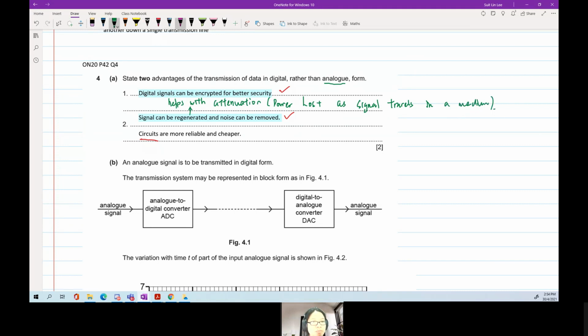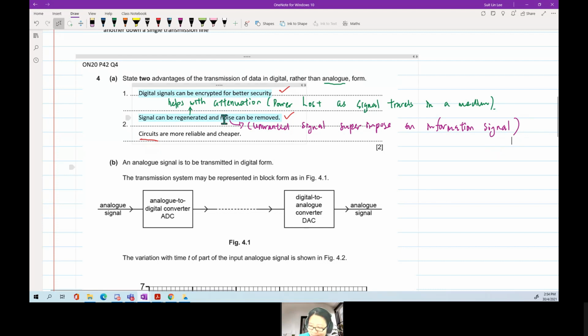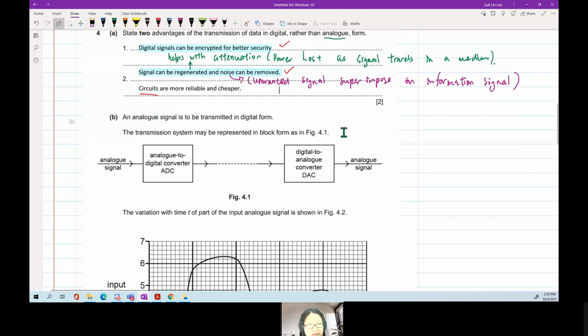Okay, and then noise can be removed. This noise is known as the unwanted signal that is superimposed on information signal. So for example, my voice now is the information signal that you want. The unwanted signal is maybe the thunder, the lightning, my neighbor's chicken. Sometimes it will crow in the middle of the day. I don't know why. Or my alarm. Okay. So yeah, circuits are more reliable and then they're cheaper.